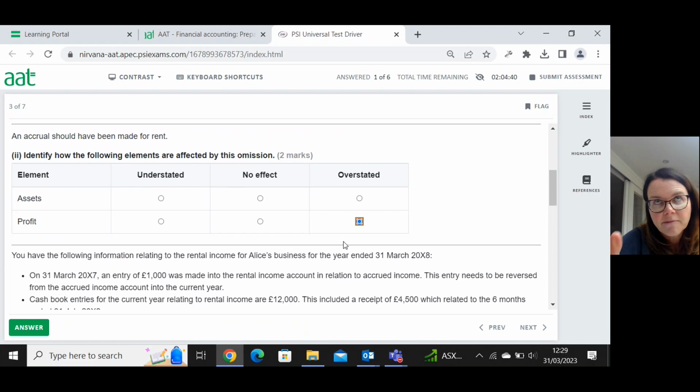So thinking about the accrual, debit the rent and then credit accrued expenses. Accrued expenses is actually a liability, which isn't mentioned here. There's no effect on the assets. So that would be the answer.